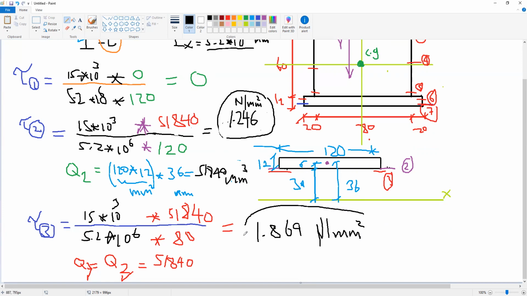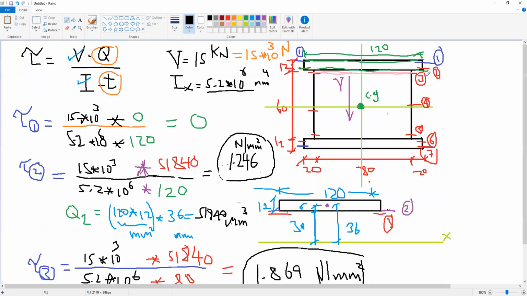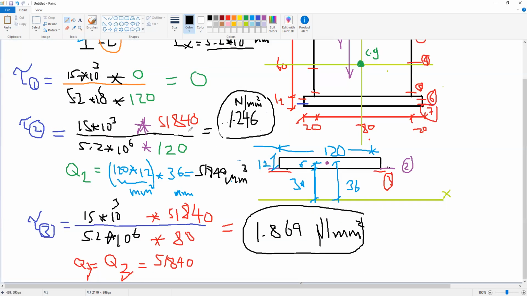This is the stress at section 3, and it is a little bit greater than section 2. Why does section 3 have greater stress than section 2? Because the comparison here depends on the thickness T. Section 3 has less thickness, so that's why the stress is increased at section 3.